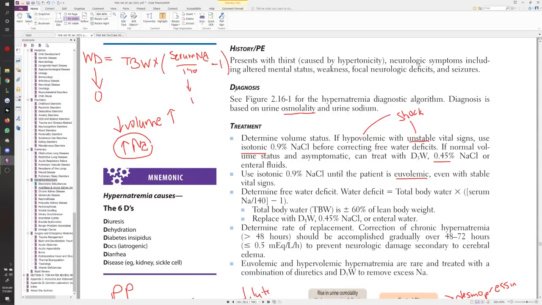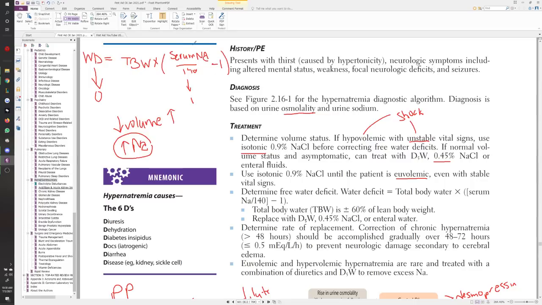So this is not a ridiculously difficult equation to memorize. It's pretty logical and commonsensical, and it should stick to you. And if you rewrite it a couple of times, you'll never really forget it. So water deficit equals total body water times serum sodium divided by 140 minus 1.